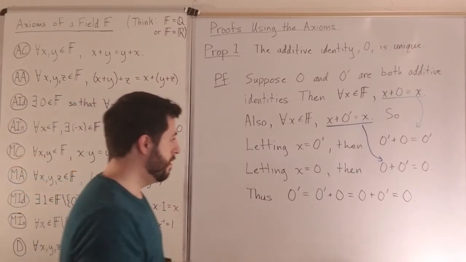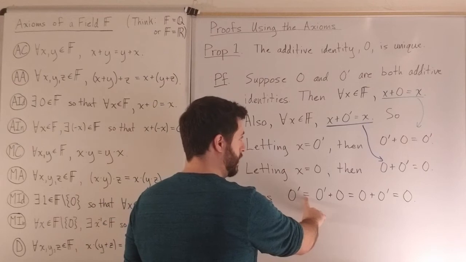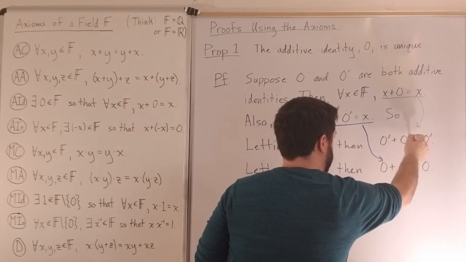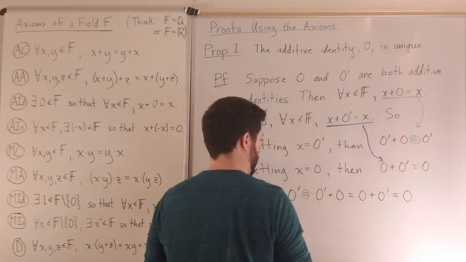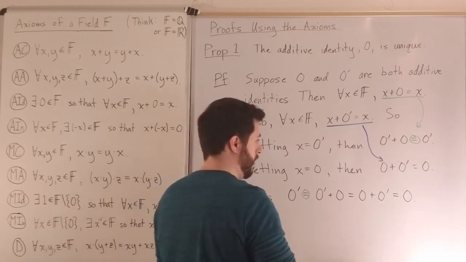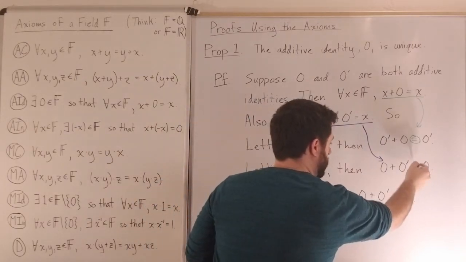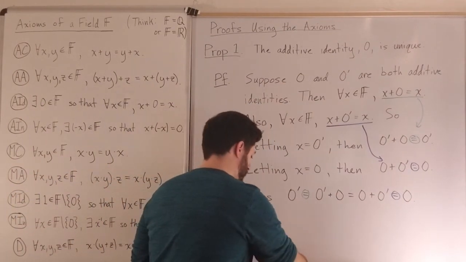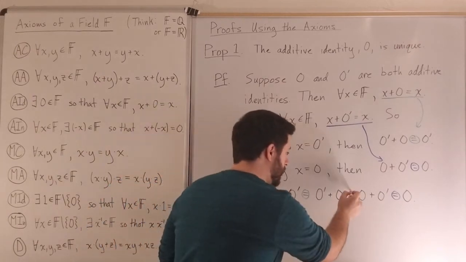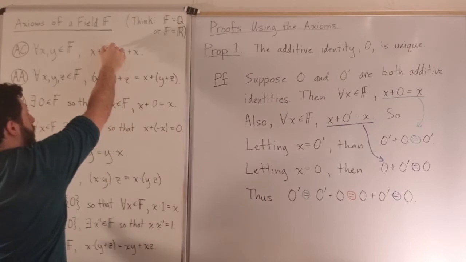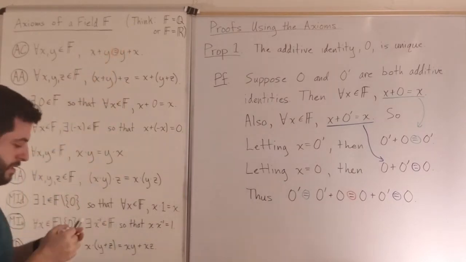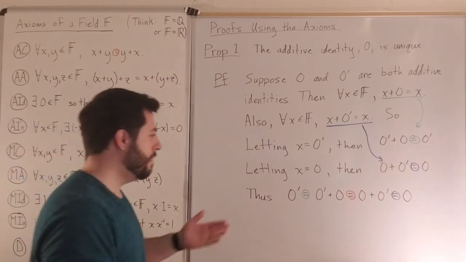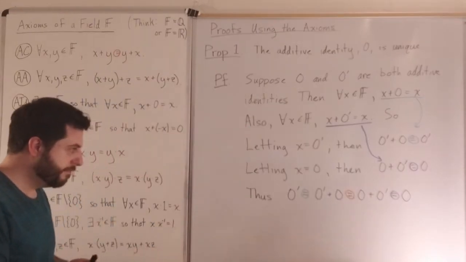This equality right here is coming from this right here. Let me circle that in green. The fact that 0 is equal to 0 plus 0 prime is coming from that statement. And finally, this last equation right here is coming from our first axiom, the commutativity of addition.